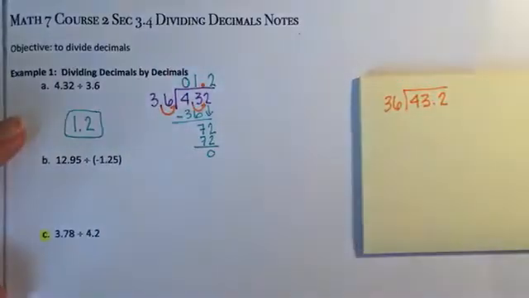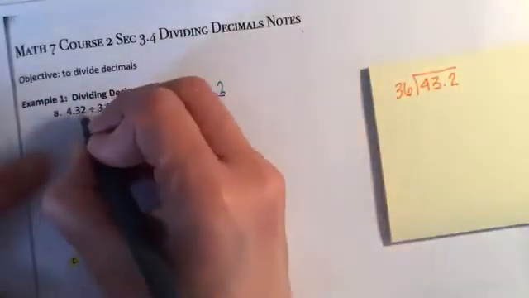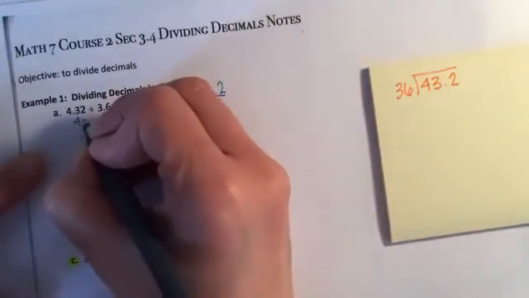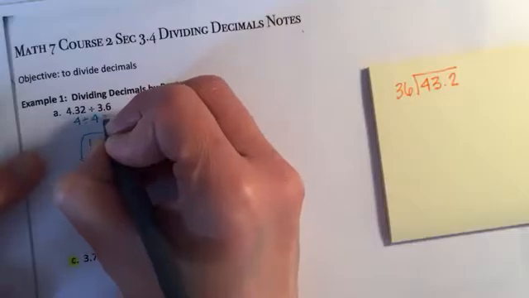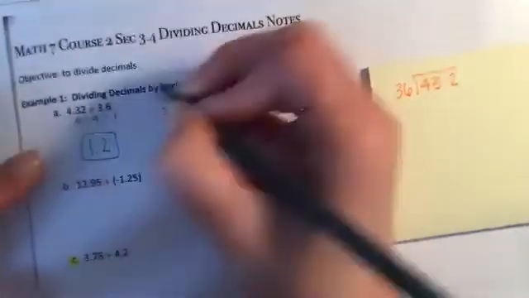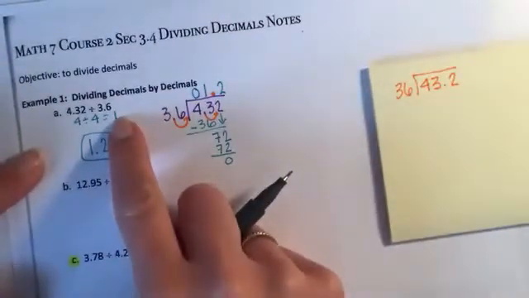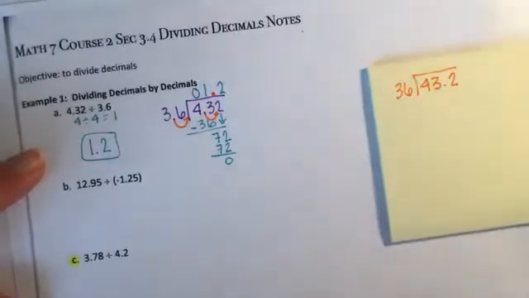Now, if we were using estimation, 4.32 would round to 4, and 3.6 would probably round to 4. What's 4 divided by 4? It's 1. And notice how close 1 and 1.2 are. So that's where estimation comes in handy.